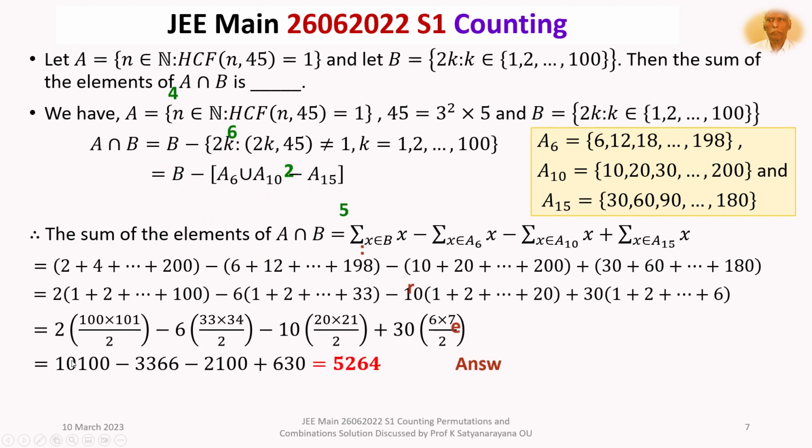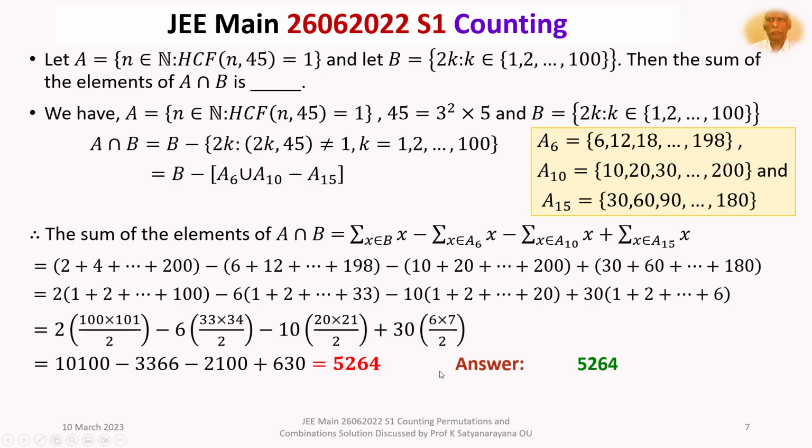The first one is 10,100, minus the second one, which is 3,366, minus the third one, which is 2,100, and the fourth one is 630. When you add all these things, you get 5,264. Therefore, the sum of the elements of A intersection B is 5,264.